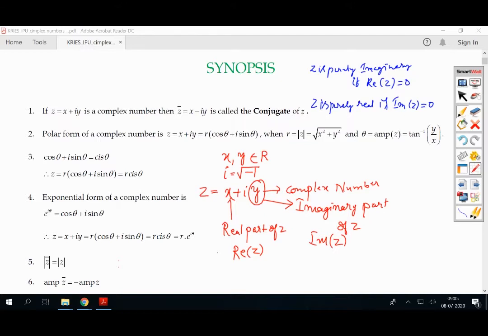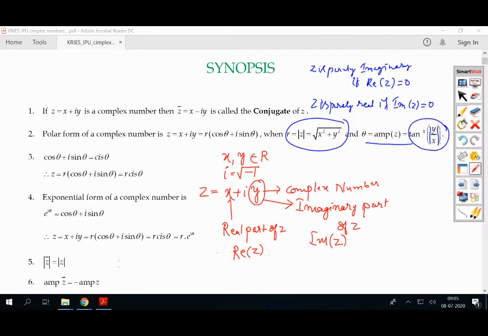Now suppose z is equal to x plus iy, then the modulus of complex number z is given by root of x square plus y square, root of real part square plus imaginary part square. Generally we write it as r. Then theta is called the amplitude of the complex number z. How to choose it, I will tell you later in the next part. It is given by the formula tan inverse of mod y by x.